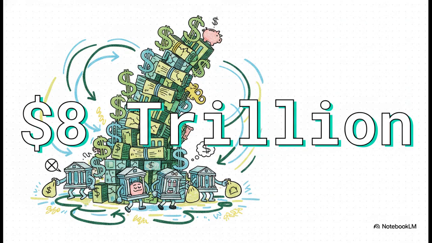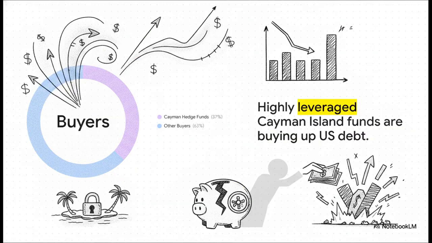And on top of that structural flaw, get a load of this. The United States must refinance a staggering $8 trillion in debt over the next year alone. $8 trillion. And they are trying to do this right when major foreign central banks have significantly backed off from buying our bonds. So who on earth is actually buying the debt?